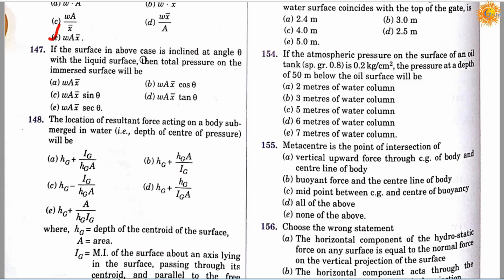If the surface in the above case is inclined at angle theta with the liquid surface, then the total pressure on the immersed surface will be. It's talking about total pressure. Option A is W into A into x bar, option B is W A x bar cos theta, option C is W A x bar sin theta, option D is W A x bar upon tan theta, and option E is W A x bar sec theta. So the correct answer is A, it will be W A x bar.